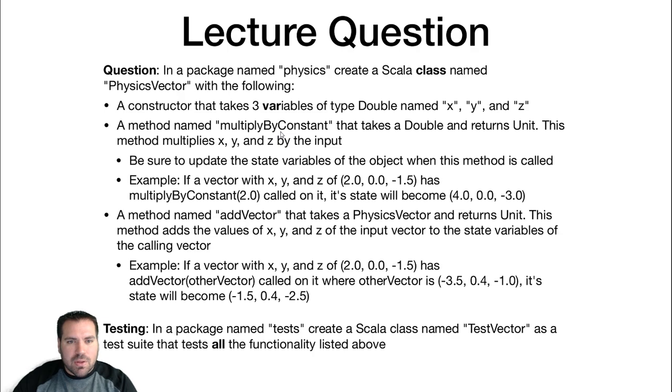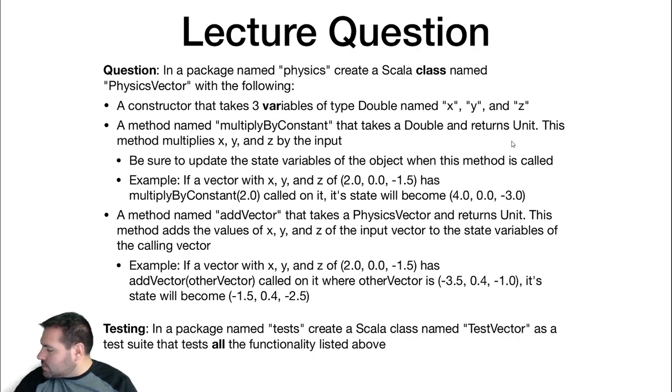2 methods, one multiply by constant that takes a double and returns unit. Both of these methods that you're writing are going to return unit. This one takes a double and multiplies x, y, and z by that input, whatever double was input. So if I have a vector that I said new physics vector of 2, 0, negative 1.5 for its x, y, and z, and I call multiply by constant of 2 on it, its x, y, and z are going to be 4, 0, negative 3 respectively after that call.